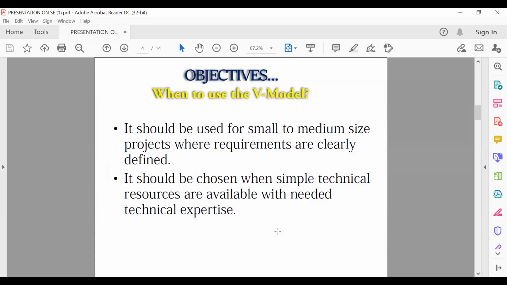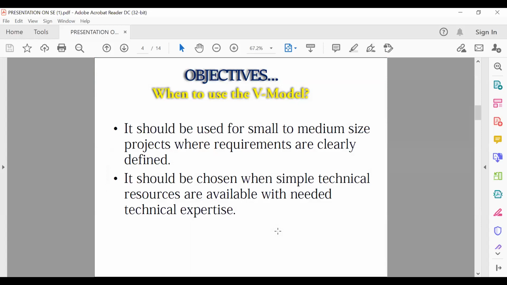Going to the objective, it should be used for small to medium sized projects where requirements are clearly defined. So in the V model, the requirements should be clearly understandable. The customer should be very clear about what his requirements are.